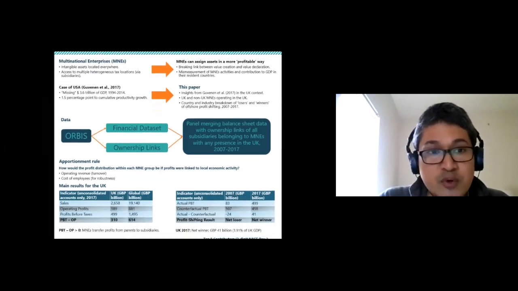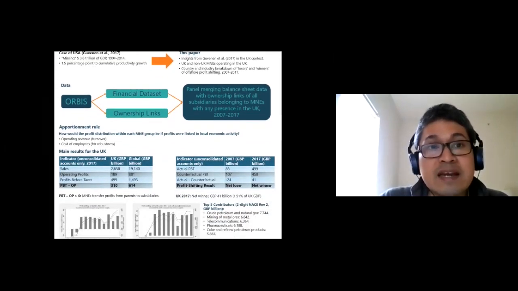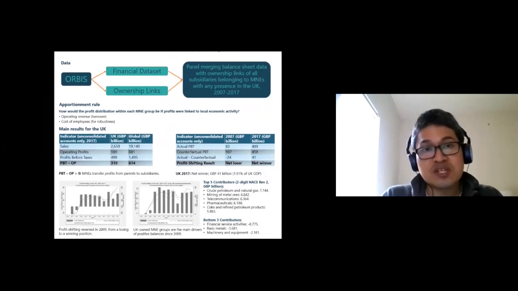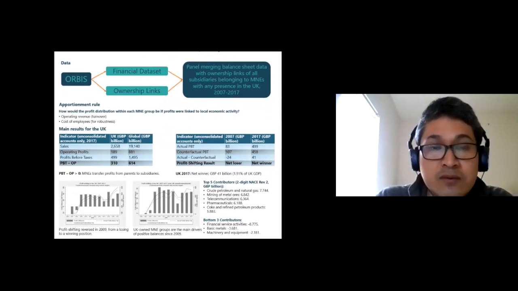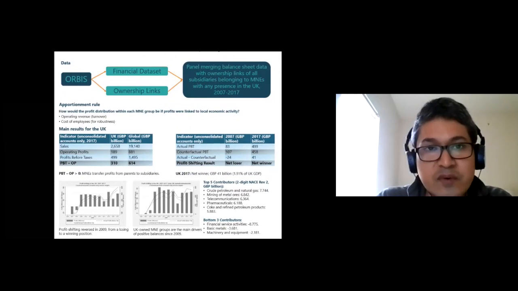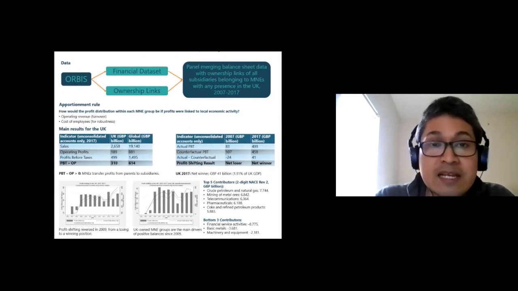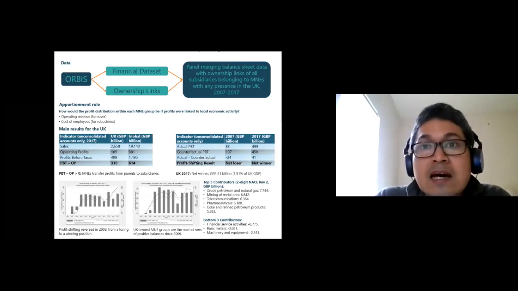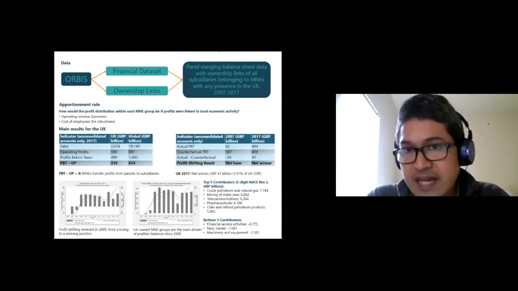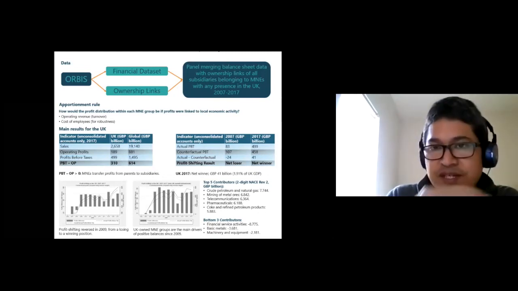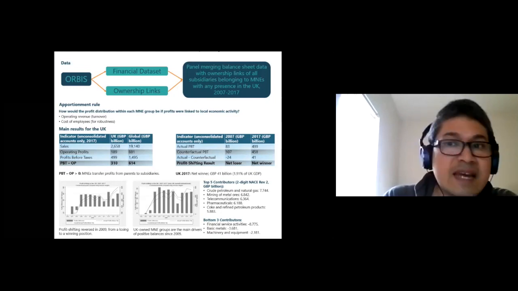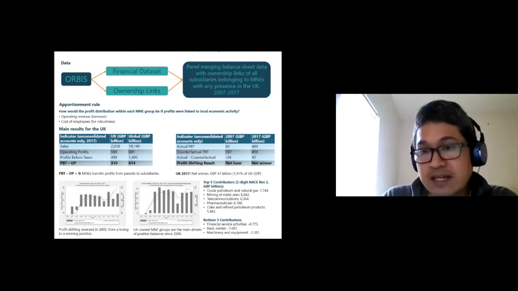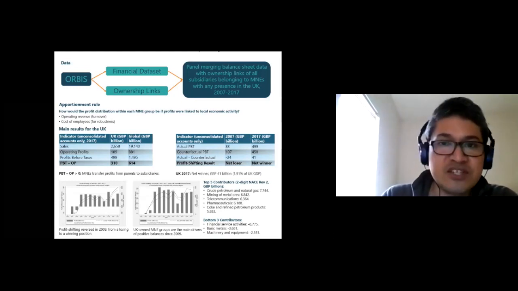For the purpose of our project, we rely on data provided by Orbis at the firm level. Orbis stores several types of data, and we basically rely on the financial data set and ownership links at the firm level. The financial data set is basically balance sheet data at the firm level, and the ownership links retrieve the relation between one single firm or affiliate with its parent company. By processing these two data sets, we obtain a final panel merging balance sheet data with ownership links of all subsidiaries belonging to multinational enterprises with any presence in the UK, covering the period between 2007 and 2017.